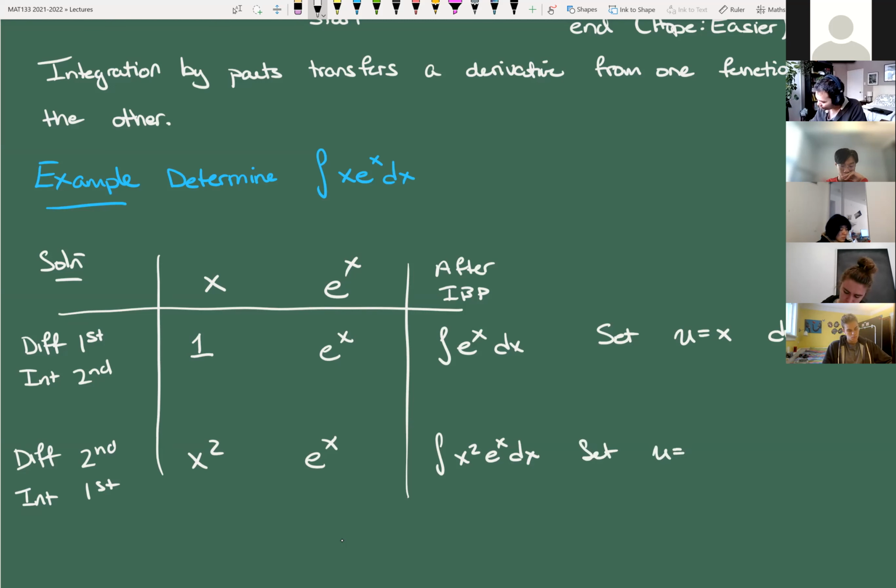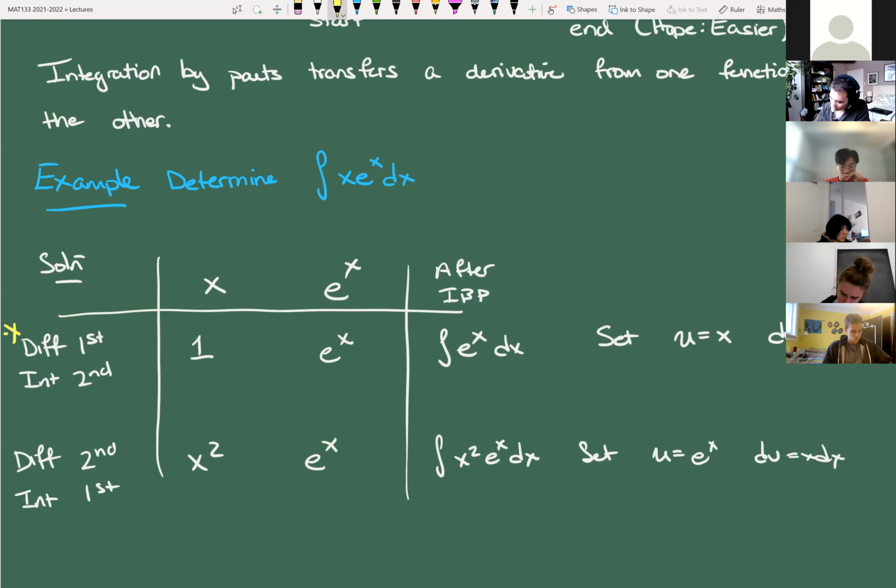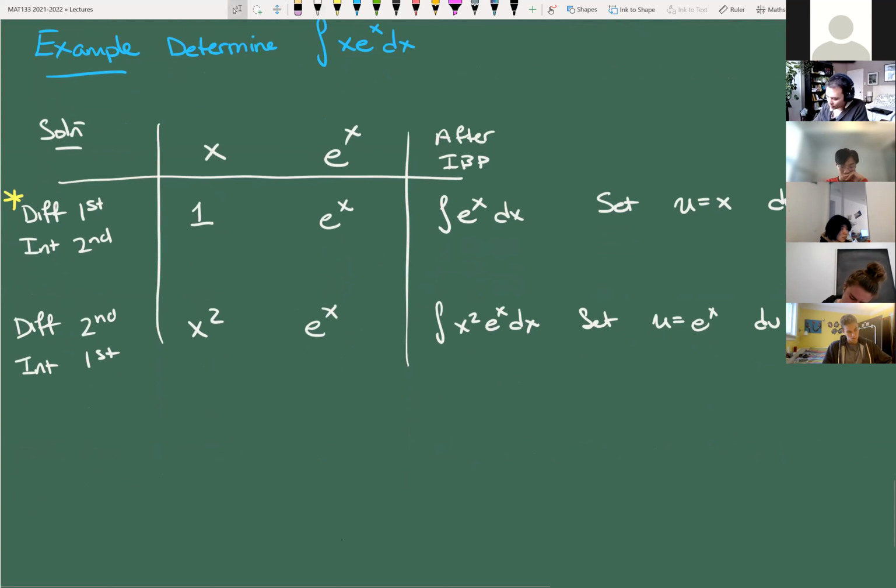In the second case, you would set u to be x squared and let dv be e to the x dx. In fact, we'll do it both ways so you can see that this works out. But this really suggests to you that the first way is probably the one that's going to work. So the first thing is what we're going to do.